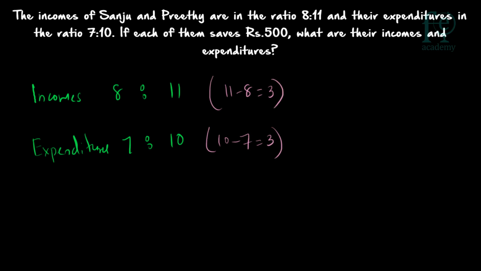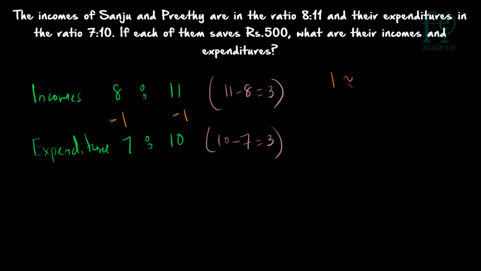So the difference between the antecedent and consequent is the same in both the initial ratio and the final ratio. So no need of any conversion there. So now let's go to the next step. So next step, what is happening? How do we get from the initial ratio to the final ratio? Minus 1. 8 minus 1 is equal to 7 and 11 minus 1 is equal to 10.